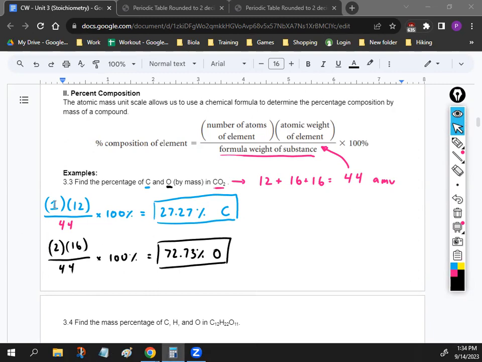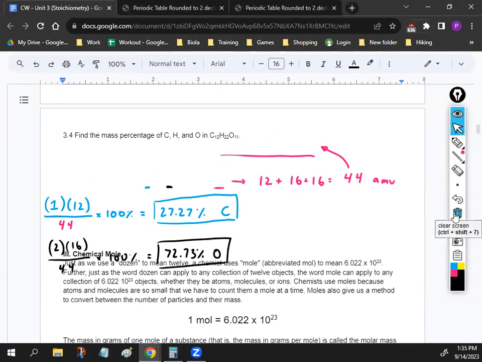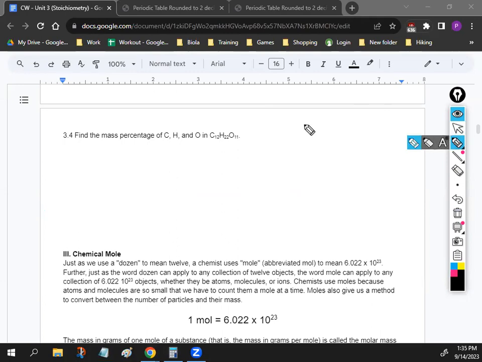All right, any questions on 3.3? Okay, I'm going to give you guys about 3 minutes. I want you guys to do 3.4. I'm going to scroll down in just a second, but I want you guys to find the mass percentage of carbon, hydrogen, and oxygen in fructose. So this is sugar. The formula right here is sugar. I'll write it a little bit bigger for you guys so you can see it. Sugar is C12H22O11. I want you guys to find the mass percentage of each element in sugar. Take about 2 minutes to do that, and then we'll go over it together.